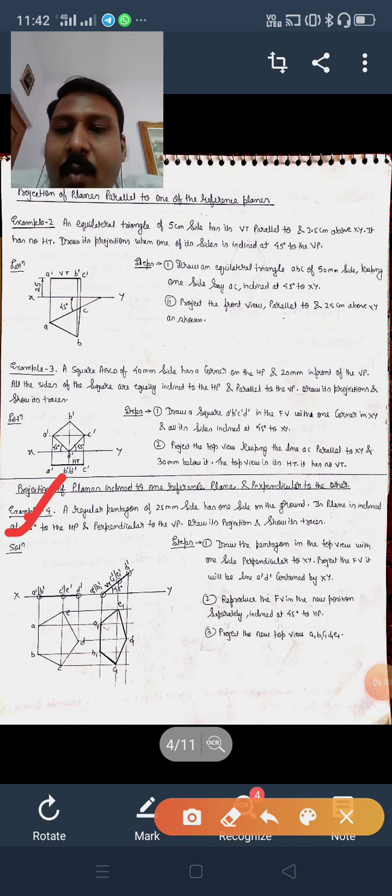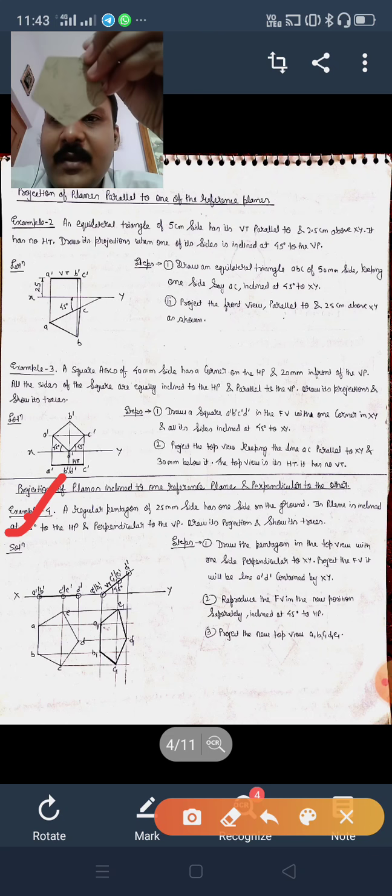What is written here? A regular pentagon of 25 mm side has one side on the ground. The word regular means that all the sides are of equal length. So a regular pentagon of 25 mm side means the object is a pentagon of 25 mm side.